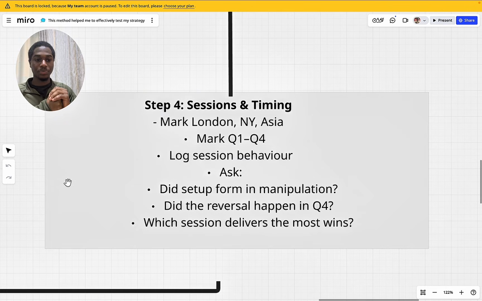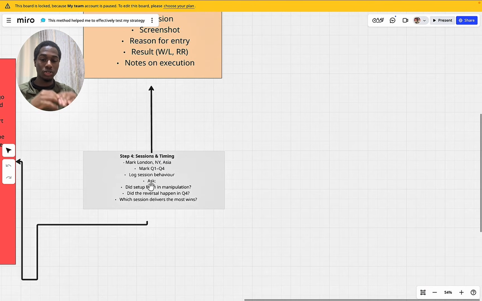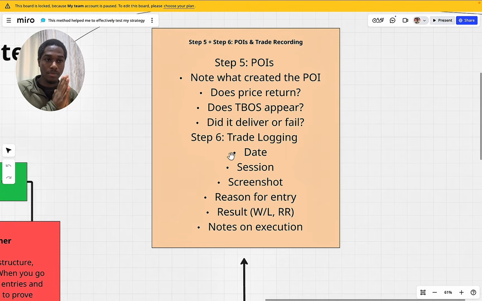And also note down which session usually delivers the most wins. This way you're able to identify which session has the most high probability trading times, so you can stick to this session instead of trading all of them and overtrading. Stick to one session, note down which session is the best for your own strategy, and stick to trading that session only. Now step 5 and step 6, your POIs and your trade recording.